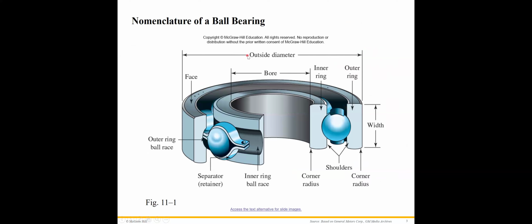So this shows the ball bearings. The separator right here is for separating the balls from the inner ring and outer ring, and this part is called the shoulders. You can just look at it, there are different names on it.